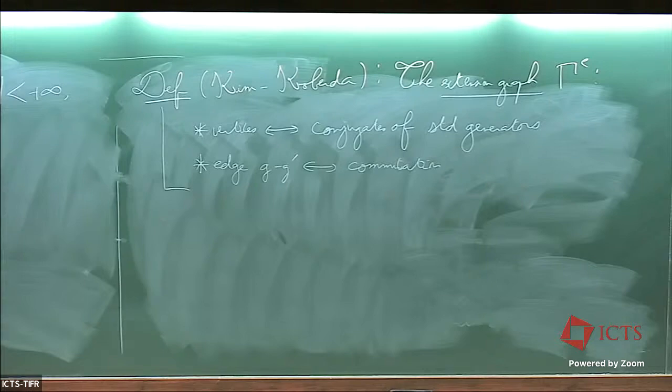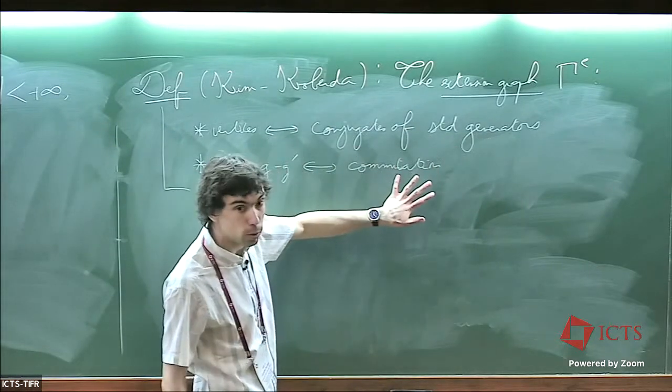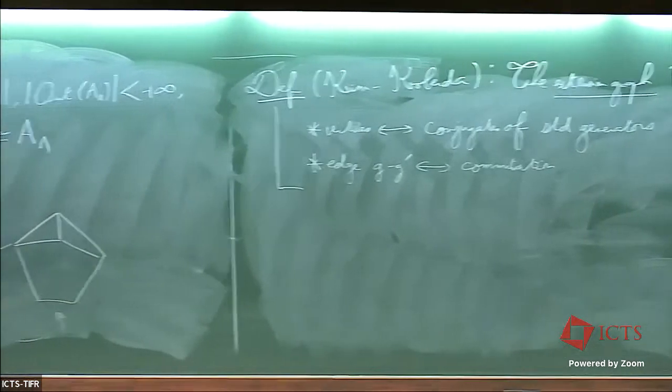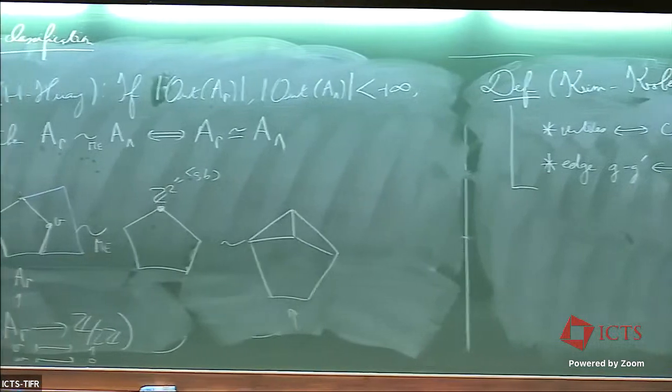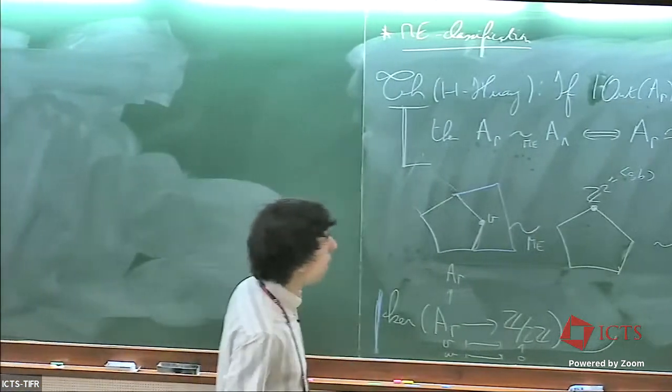Okay, so in particular, if you forget about conjugates, put the standard generators with an edge when they commute, it's exactly the graph gamma. But in the extension graph, you also have all the conjugates, and therefore it's going to give you an infinite graph that plays the role of the curve graph in many ways in the theory of right-angled Artin groups.